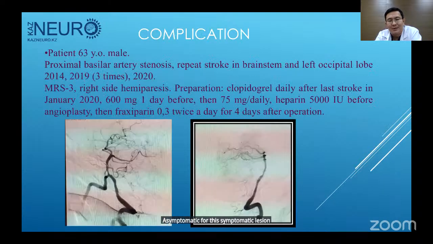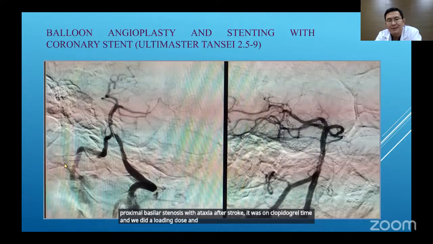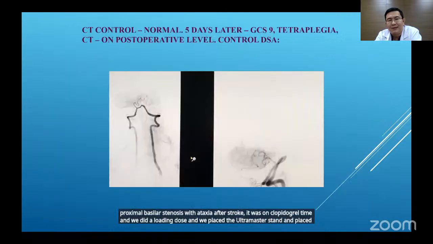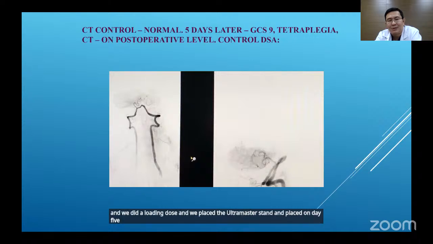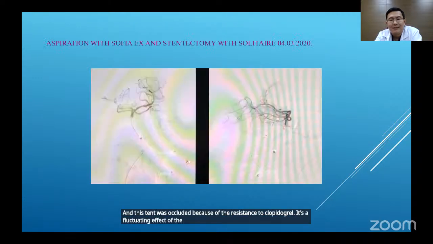And the other patient with proximal basilar stenosis with ataxia after stroke, it was on clopidogrel time, and we did a loading dose, and we placed Ultimaster stent, and on day 5, patient was comatose, and the stent was occluded because of the resistance to clopidogrel. It's a fluctuating effect of the drug, and we did aspiration and the stentectomy with the solitaire.